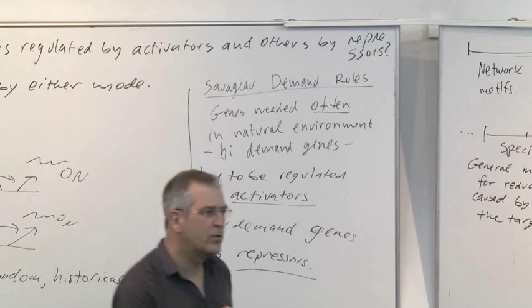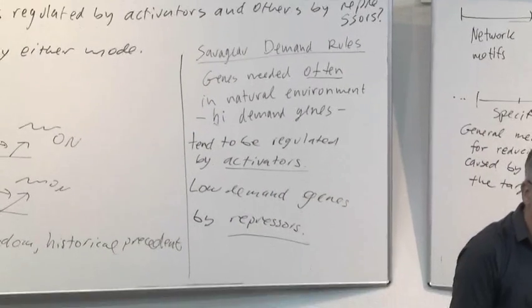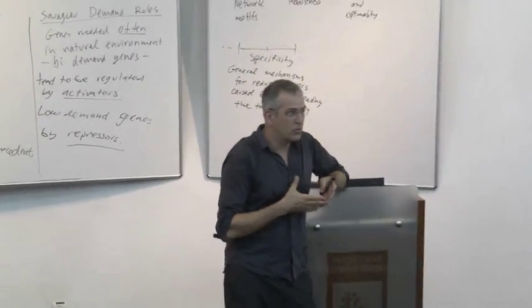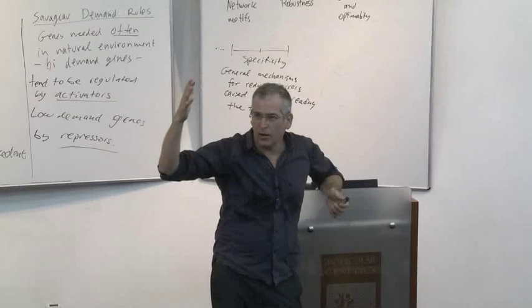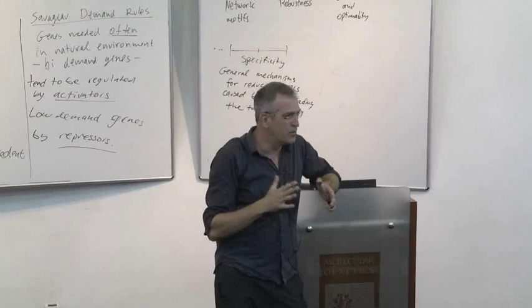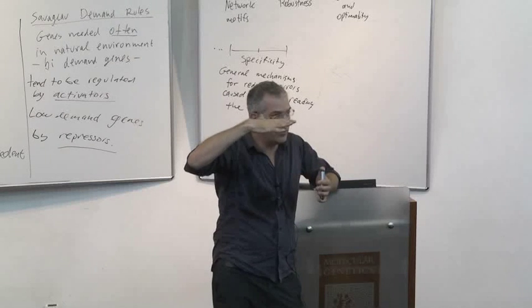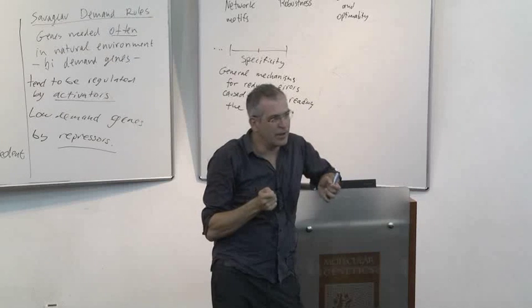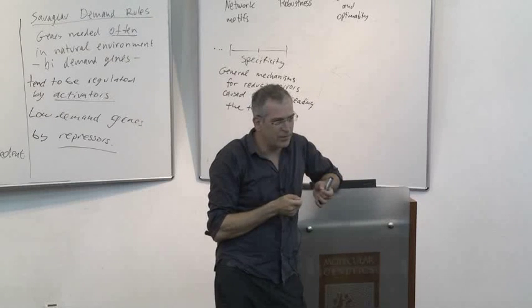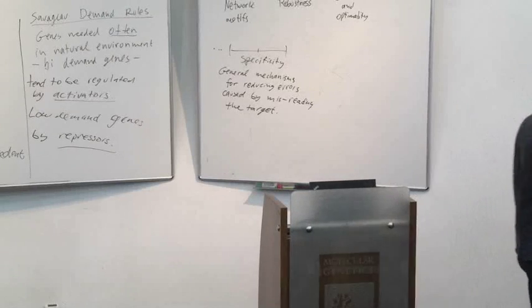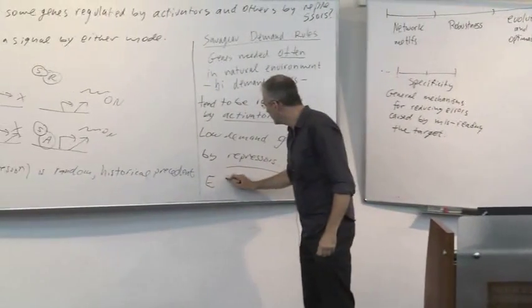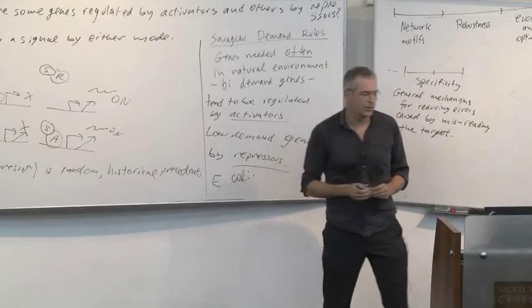I don't want you to get confused by how strongly the gene is turned on. This is not a statement about genes that are turned on strong, say 100,000 copies of the protein, or weak, 10 copies of the protein. That's not the point. The point is, when the gene is on to its maximal level, is that a large fraction of the time in the natural environment, or a small fraction of the time? It's not weak or strong genes, it's rarely needed or commonly needed genes. That's called the Savageau demand rule. And the evidence for it is in E. coli. So let's restrict it right now to E. coli. We can talk about other organisms later.